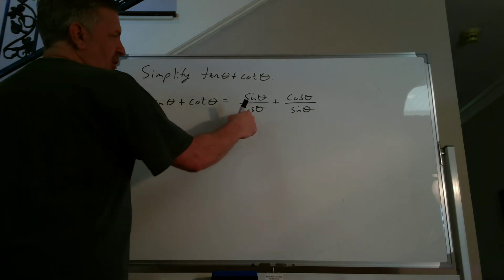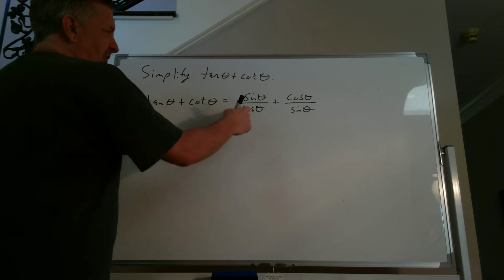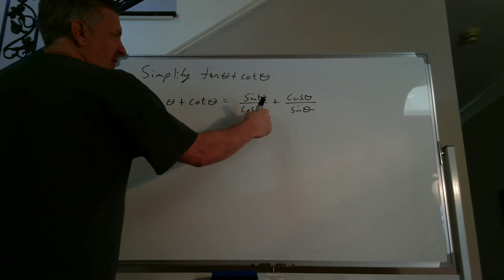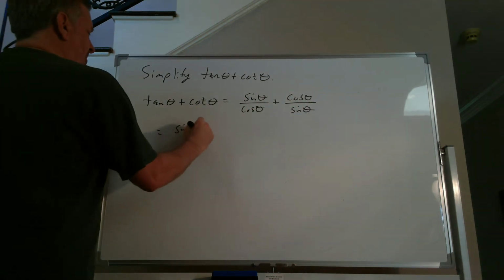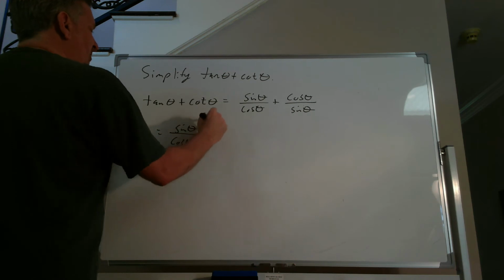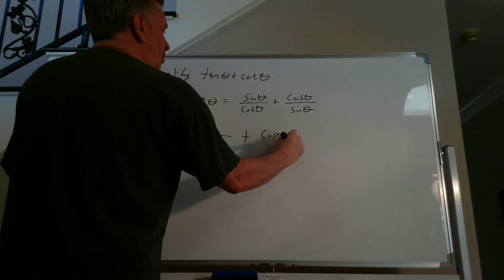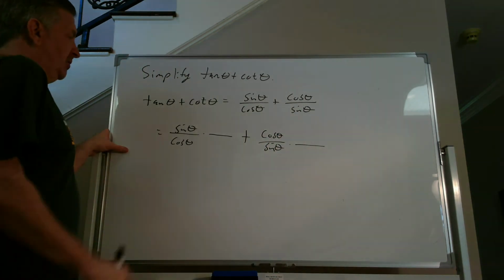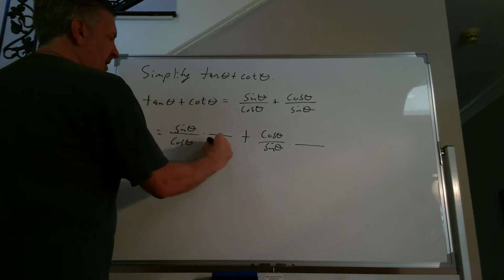Now, I have a cosine theta here and a sine theta here. The least common denominator is the product of those, sine theta cosine theta. So I need a sine theta in this denominator, and I need a cosine theta in that denominator. So I need to multiply by something over itself to get the common denominator. I'm trying to get sine theta cosine theta. I have a cosine theta, so I need a sine theta here.